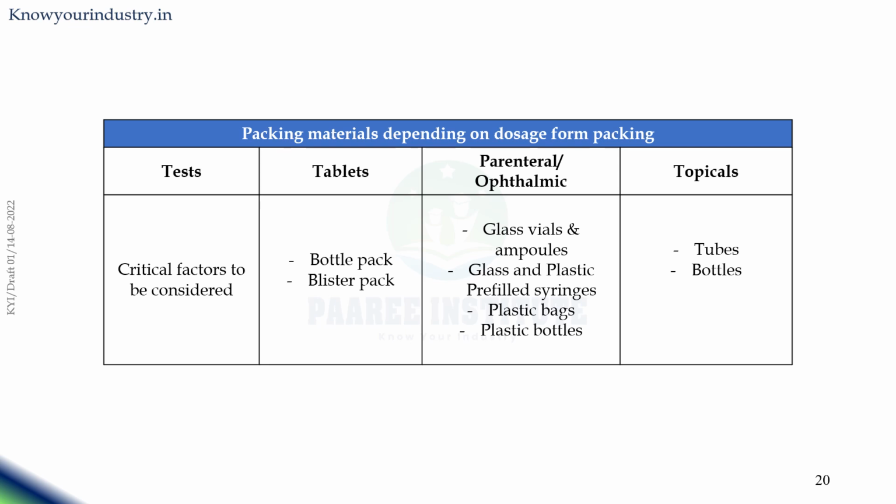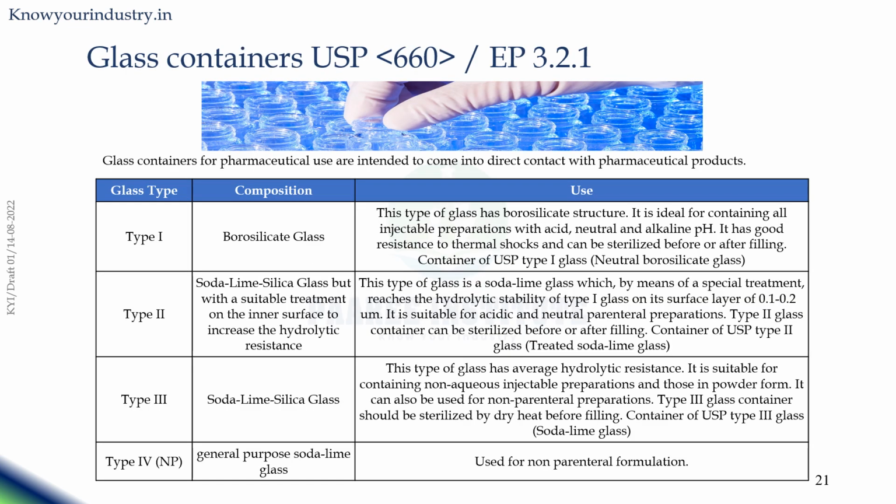Packaging materials depend on the dosage form packaging. For example, the critical factors to be considered for tablets: bottle pack and blister pack. For ophthalmic, glass vials, ampoules, glass and plastic prefilled syringes, plastic bags, and plastic bottles also. And for topicals, tubes and bottles.